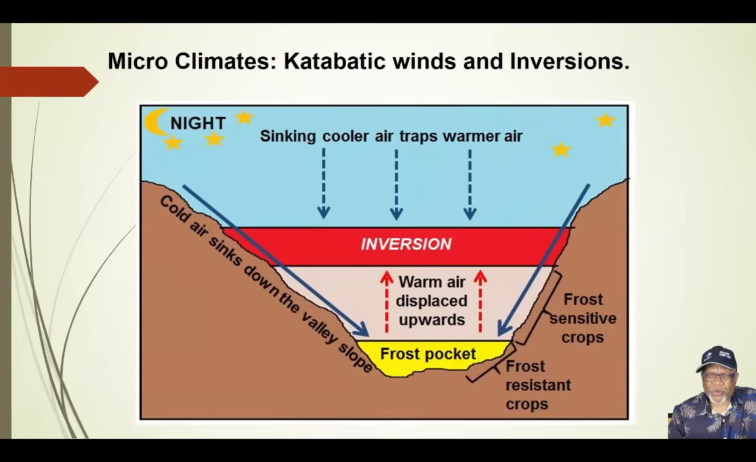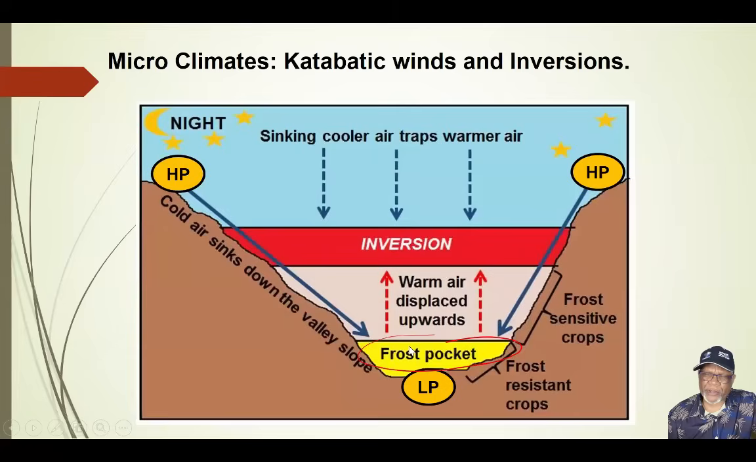Katabatic winds occur during the night, with the cold air subsiding and accumulating at the bottom of the valley. And then when the cold air accumulates at the bottom of the valley, what is going to happen? The temperatures at the bottom of the valley are going to drop below freezing point. And then we're going to get what we call a frost pocket. What is the implication? It means you cannot grow the frost sensitive crops at the bottom of the valley because they will be killed.